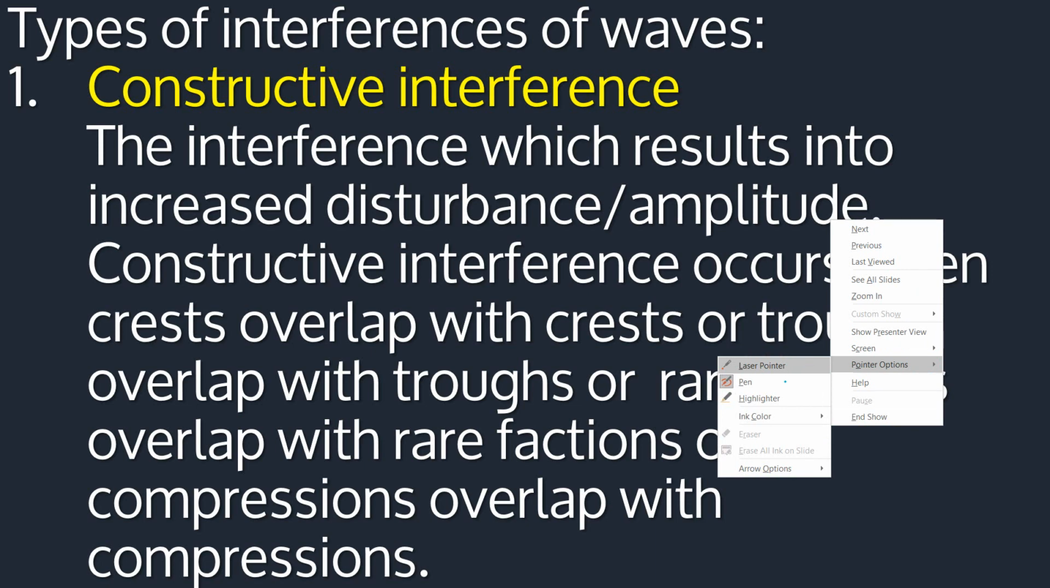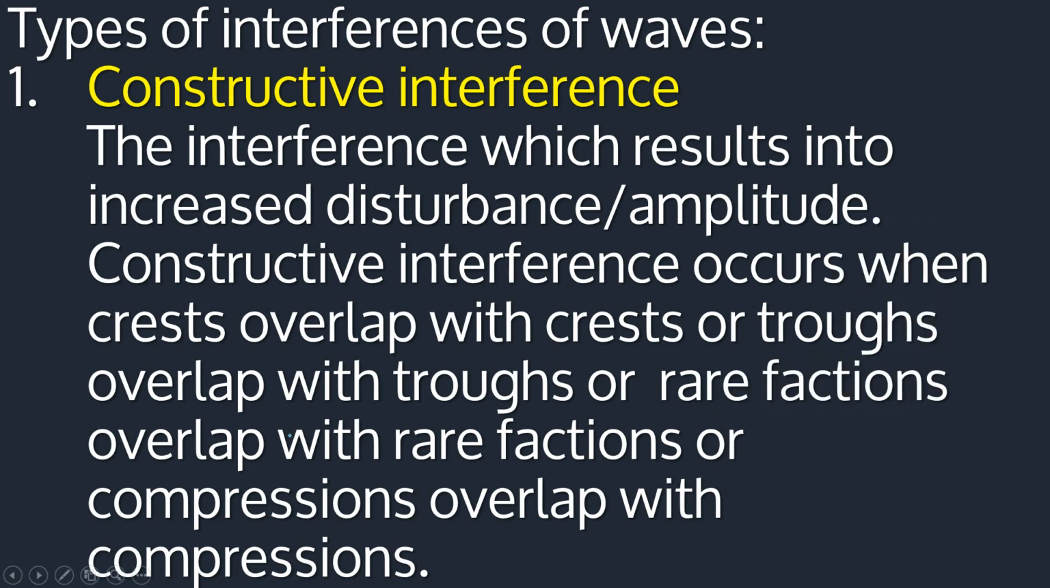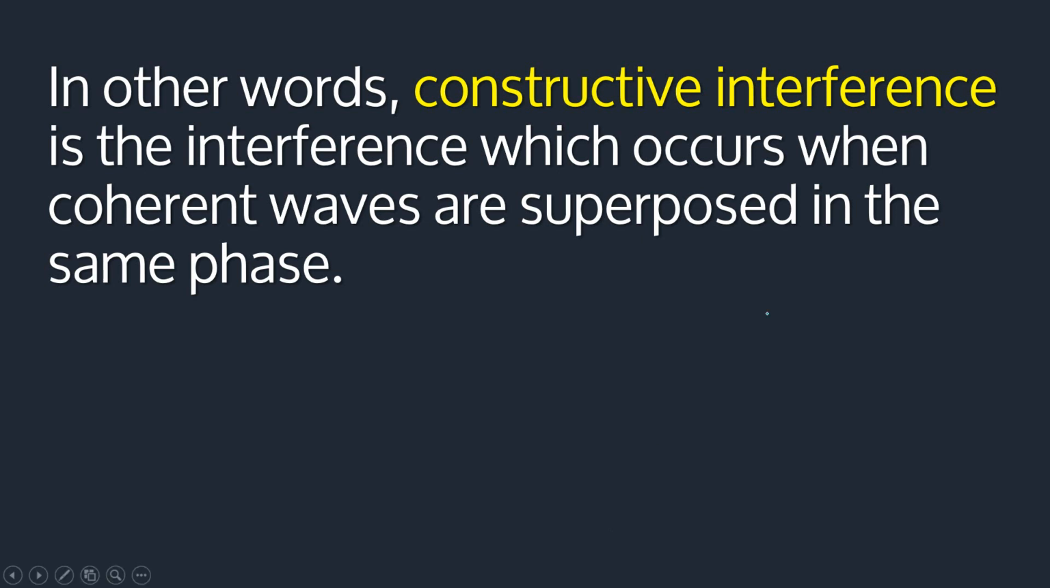When I change this one more time, rarefactions overlap with rarefactions, or compressions overlap with compressions. So we can summarize this and say that constructive interference is the interference which occurs when coherent waves are superposed in the same phase. Because we are saying in the same phase, it means a crest overlapping with a crest. Okay? So constructive interference is the interference which occurs when coherent waves are superposed in the same phase.